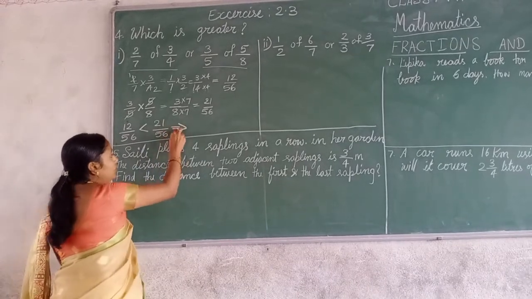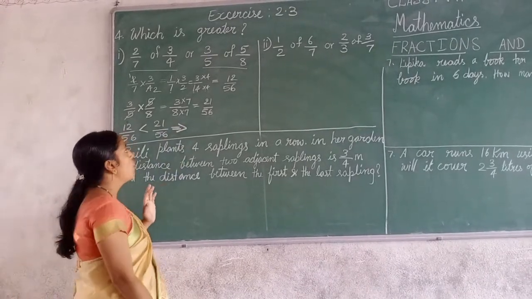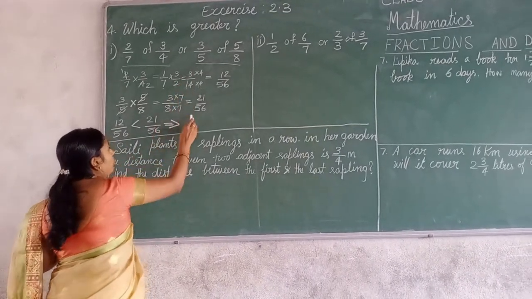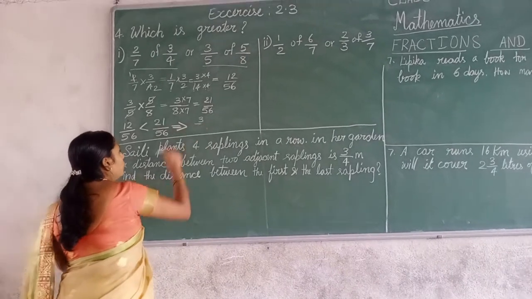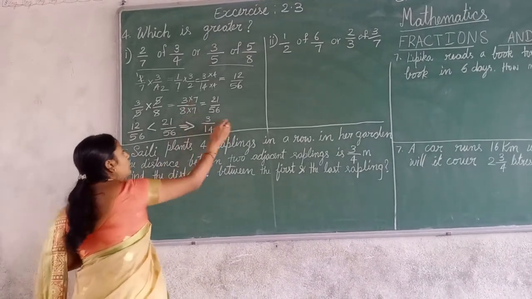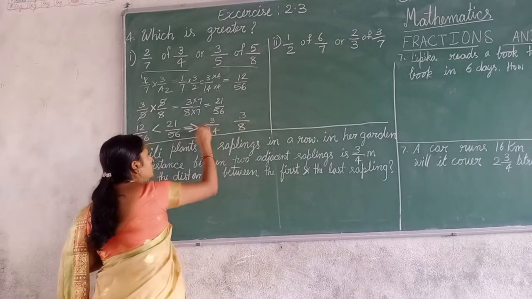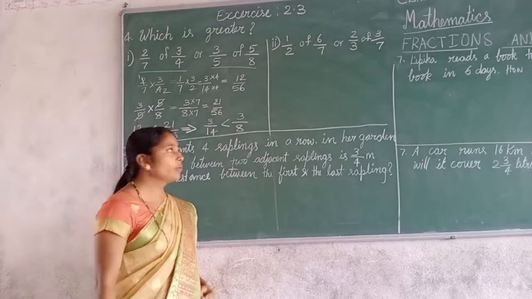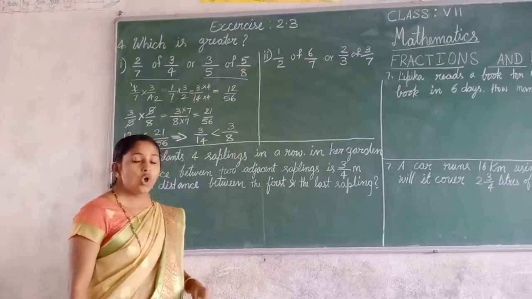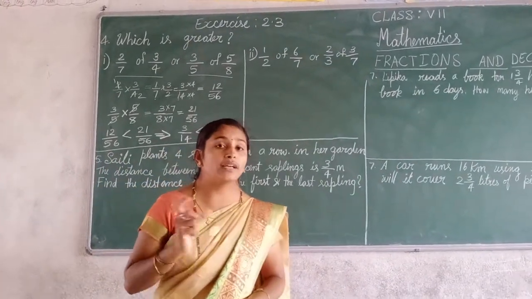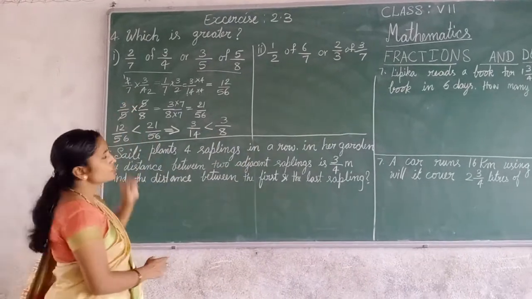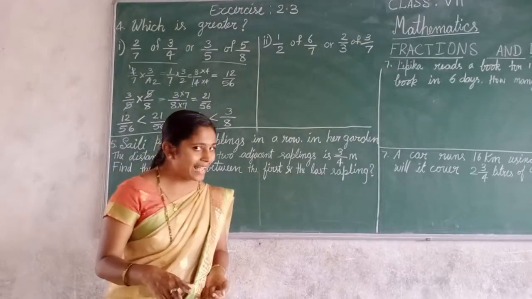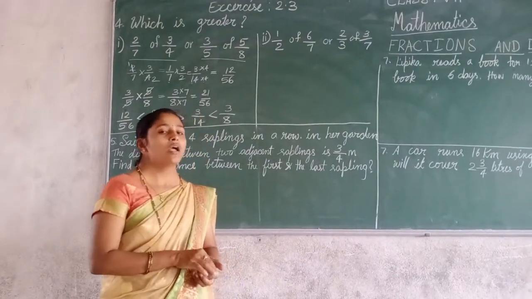This you write in the original form. Which is the original form? We have 3 upon 14 and 3 upon 8. In this, which is greater? As we have learned, we got the answer 21 upon 56. Hope you understood how to find the greater. First they have given "of", so we multiplied. When multiplying, if it is possible to cancel, you can cancel it, then go for multiplication.